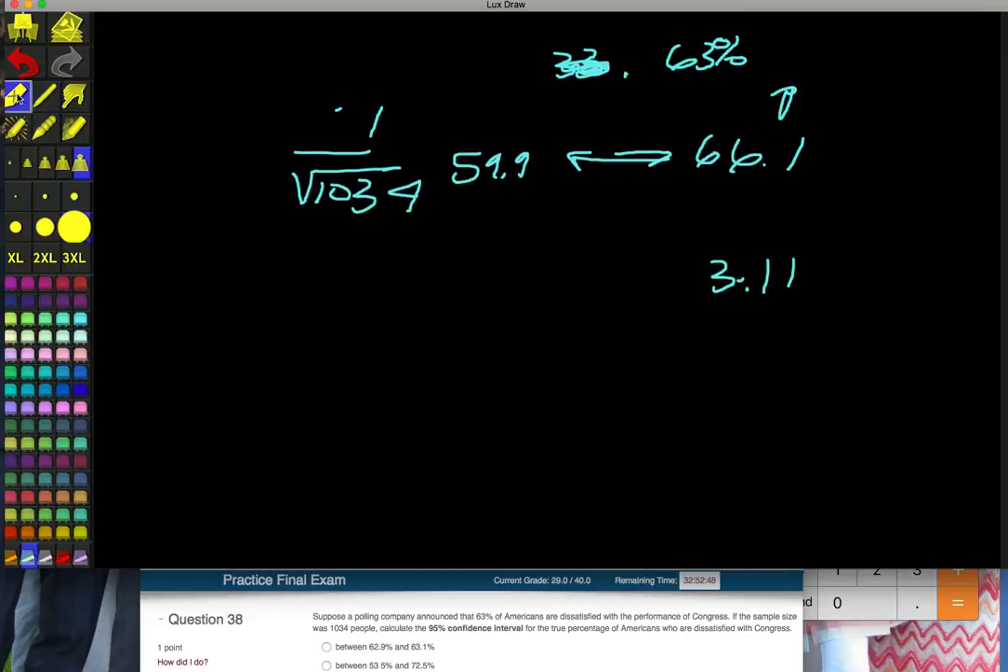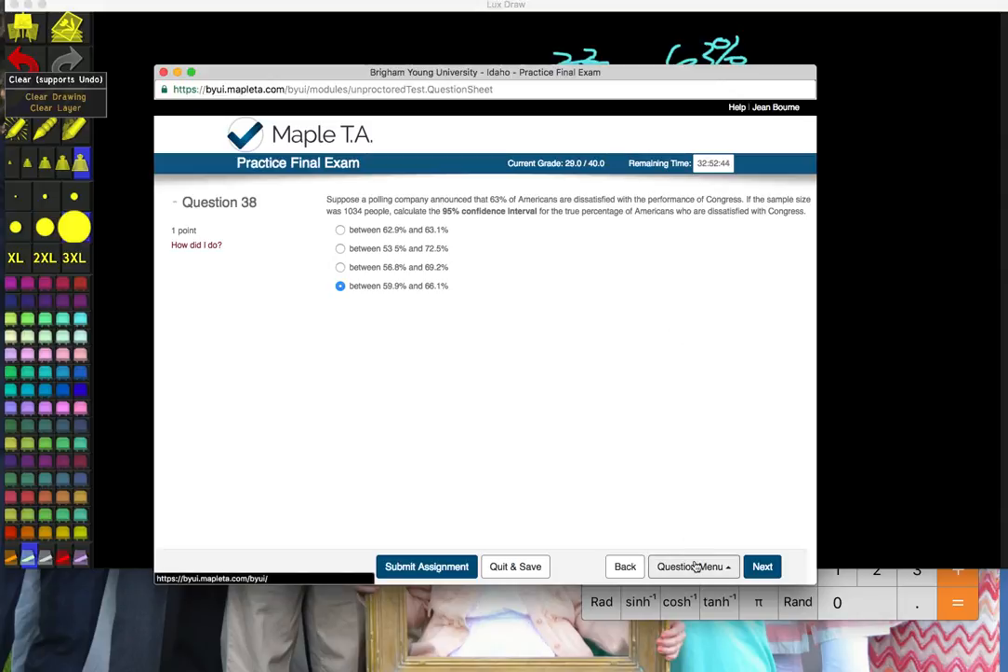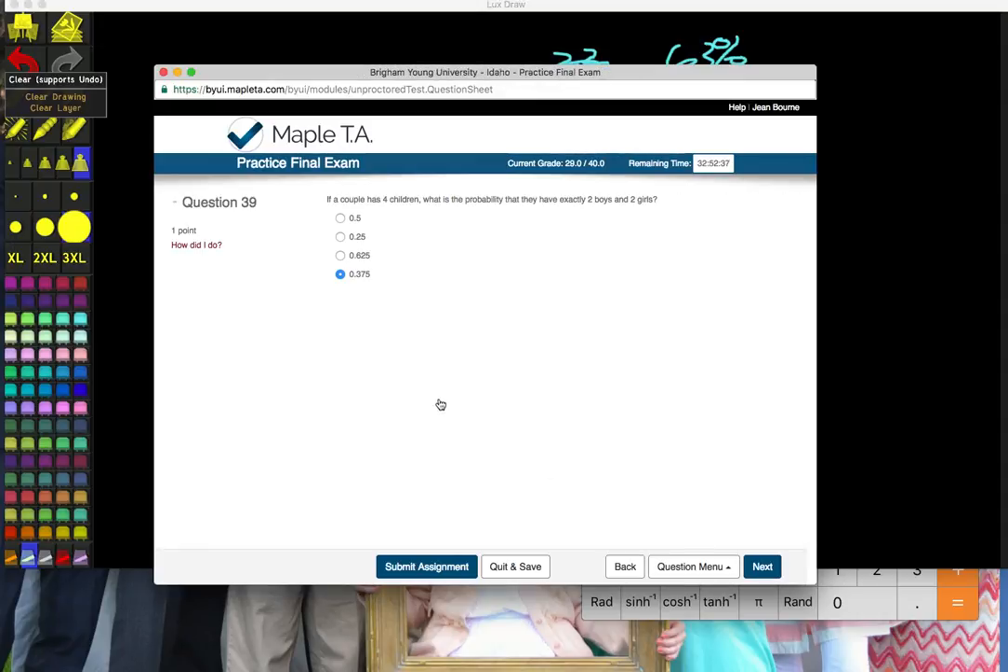Okay, the last thing we're going to do. All right, this one, the couple has 4 children. I'm not going to do this one, but what is the probability that they have exactly 2 boys and 2 girls? This is just the same as the coin toss, except in this case we're dealing with 4.